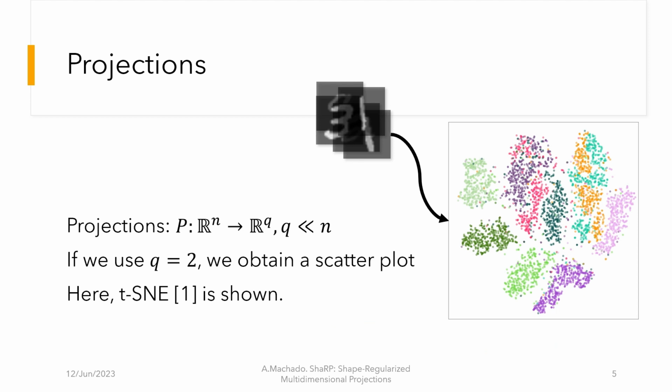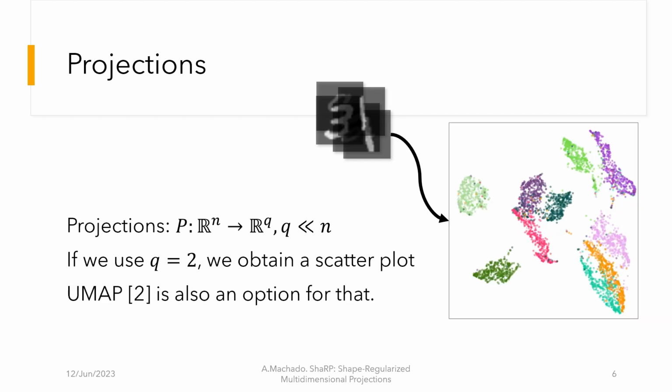In a projection, you have a projection function P that takes data that lives in n-dimensional space into a q-dimensional space, where q is usually very small, way smaller than n. For example, if we use q equals 2, which is the case we're going to focus on, we obtain scatterplots. To the right, you have t-SNE applied over the MNIST dataset, but you can also use another algorithm such as UMAP, and there are many other algorithms available to perform projections. Then you visualize the data patterns by projecting first and visualizing on a 2D screen.